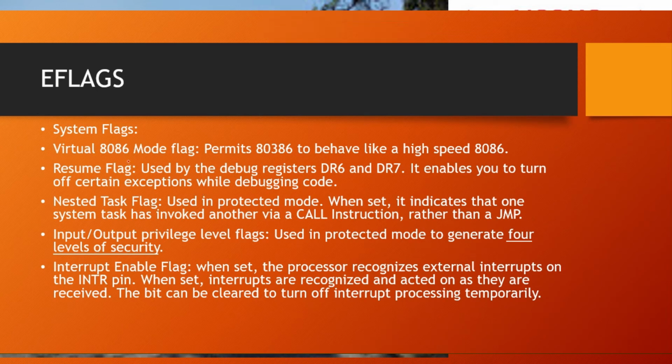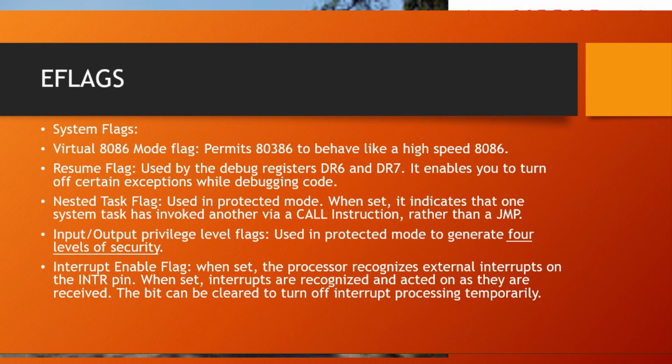Now, the last category of the EFLAG register is the system flags. The last flag in this category is the virtual 8086 mode, which permits the 80386 to behave like an 8086 microprocessor, but a high-speed one. Then there is another flag called the RF flag, or resume flag, which is used by the debug registers DR6 and DR7. It enables you to turn off certain exceptions and debugging code.